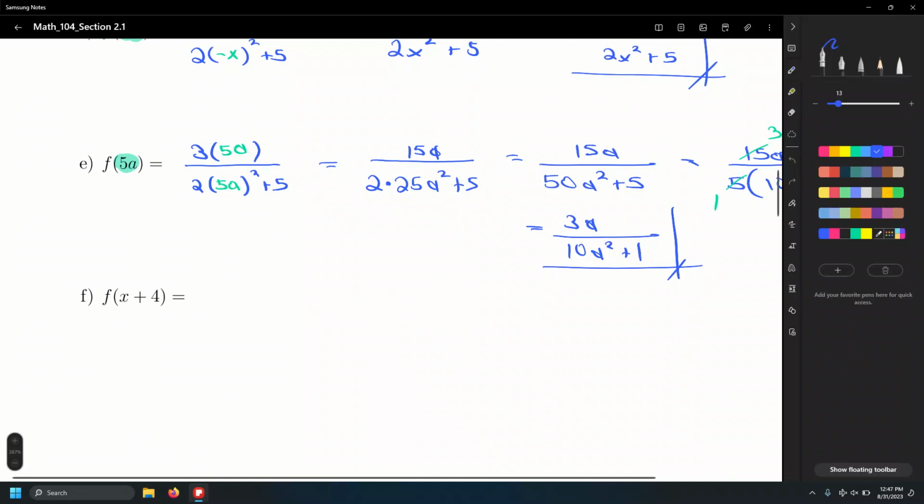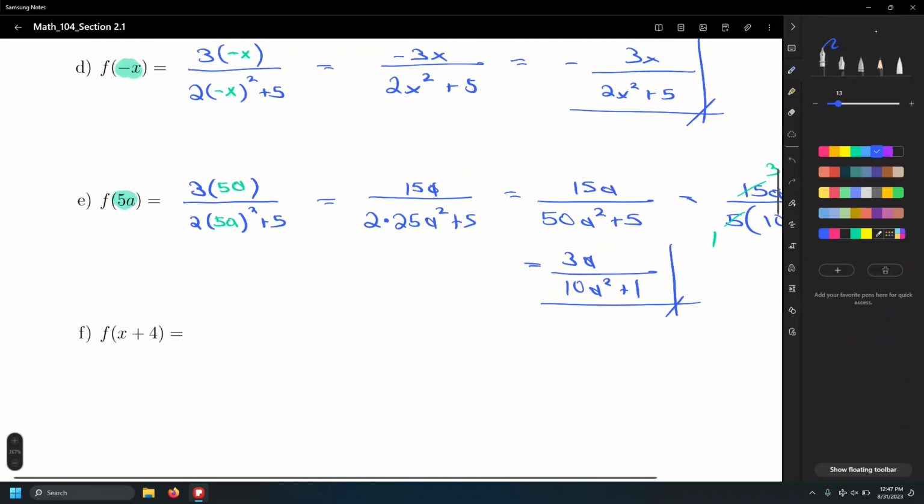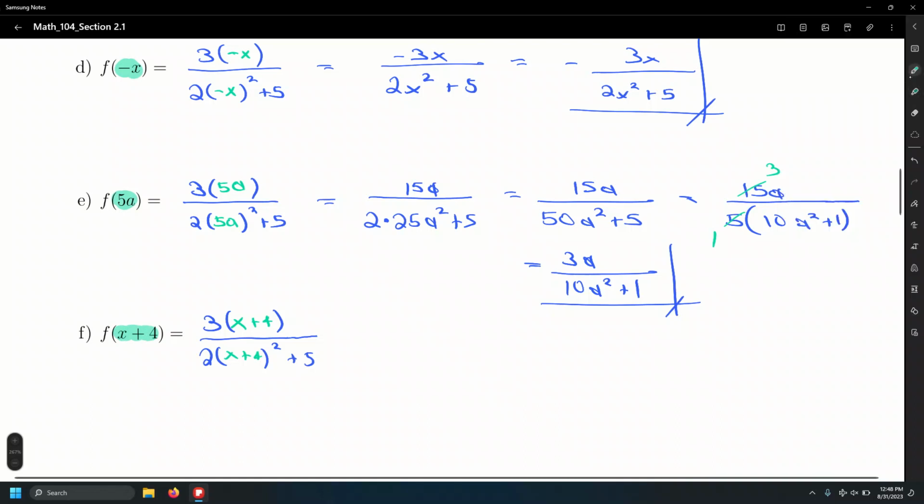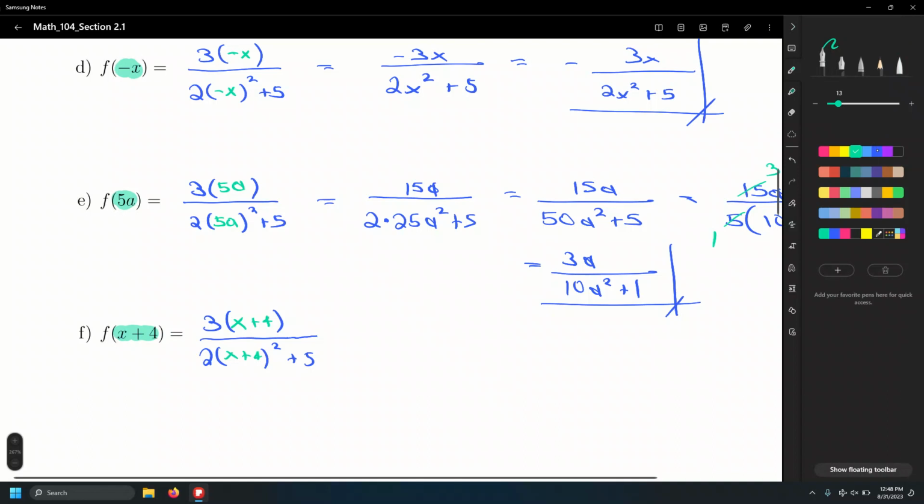So for instance, that's going to be 3 times quantity in parentheses divided by 2 times the quantity squared plus 5. And we're going to replace the quantity here with the x plus 4, which is that quantity inside of parentheses that it's being asked to replace with. So let's do the required operations here.